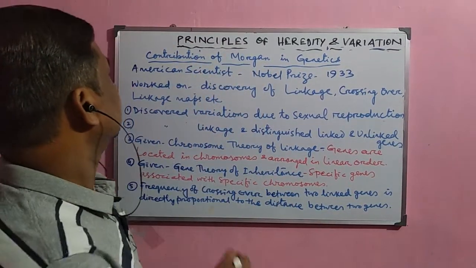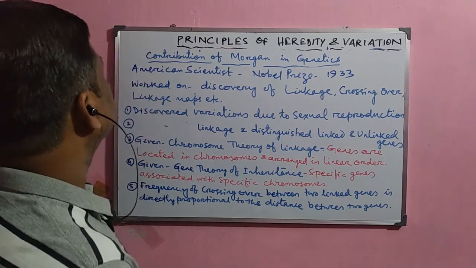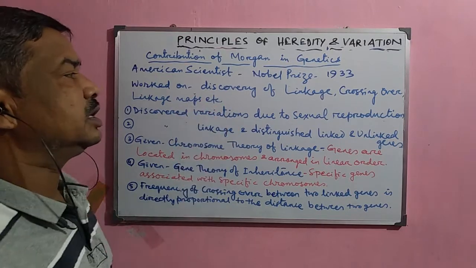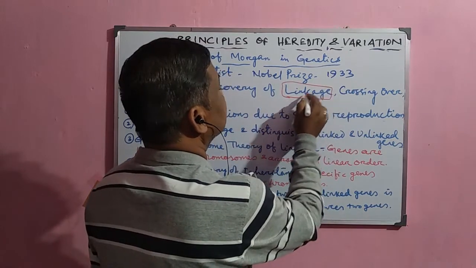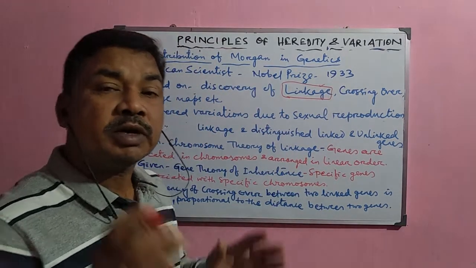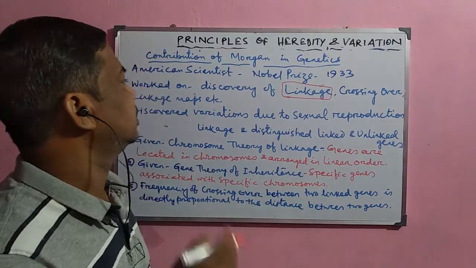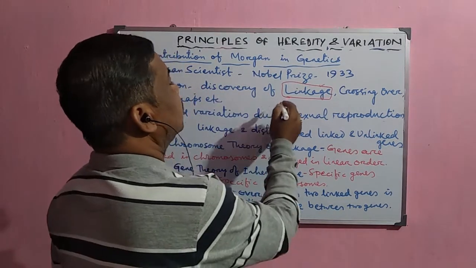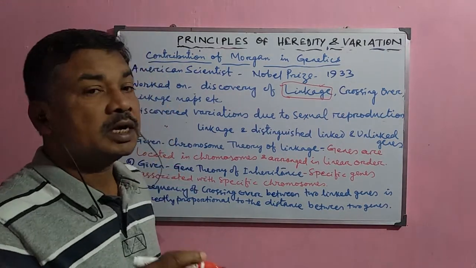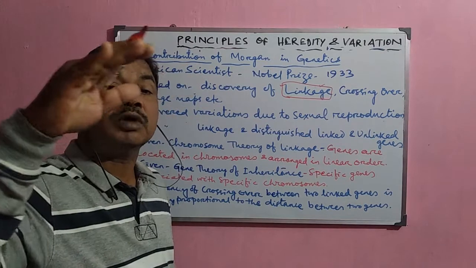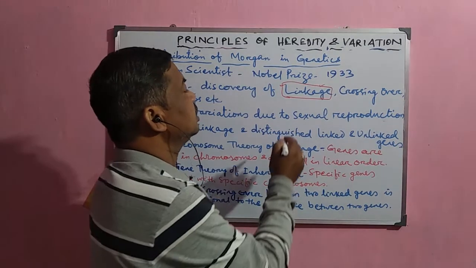T.H. Morgan, the famous scientist who conducted his experiment on Drosophila melanogaster, made his main contribution in the field of genetics: linkage. Linkage is one of the important phenomena which was not mentioned earlier by Mendel. According to Mendel, all the genes are independently transmitted from one generation to the next generation. But for the first time, Morgan explained that some genes are not separated independently, but are transmitted from one generation to another simultaneously, together. That is why this phenomenon is called linkage.